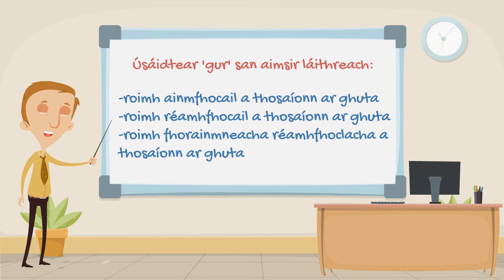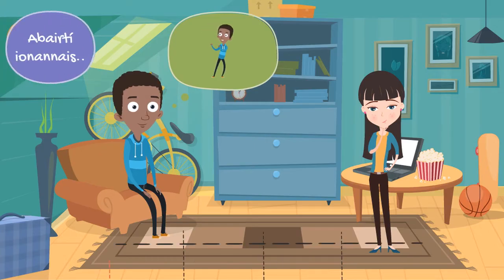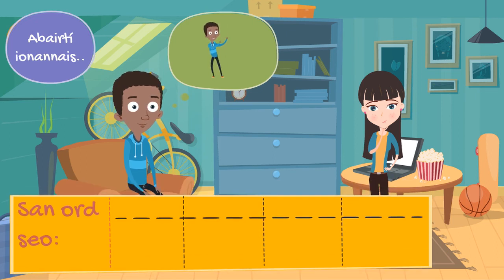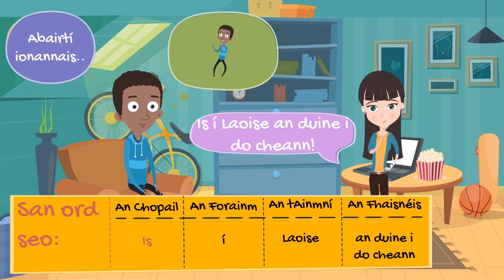The copula is also used to show identity. The sentence structure of identity is as follows: An Chopail, an Forainm, an Téarma, an Aidiacht. So, for example, Is í Lise an duine i do cheann. Lise is the person in your head.